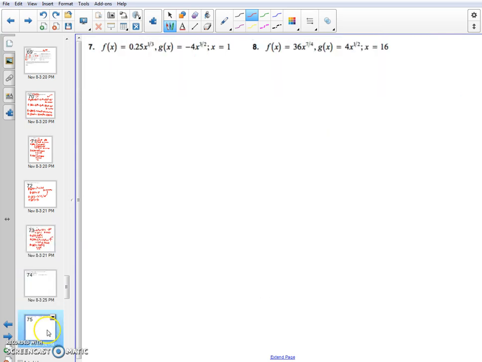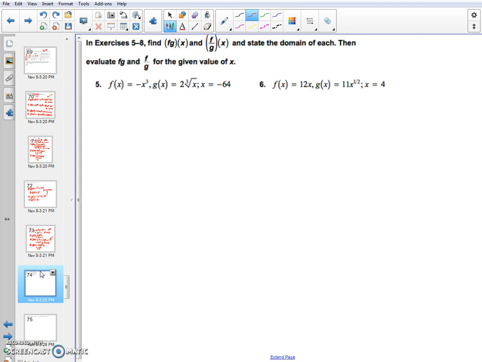Okay. We're also going to look at multiplying today. So in these directions, it's the same exact thing, only multiplying and dividing, stating the domain, and then you're plugging in another value. We're going to do just the multiplying parts today and save some room here because we're going to do the division parts tomorrow then.